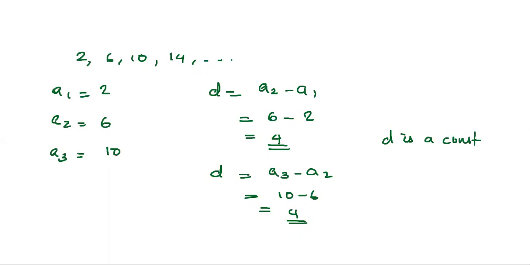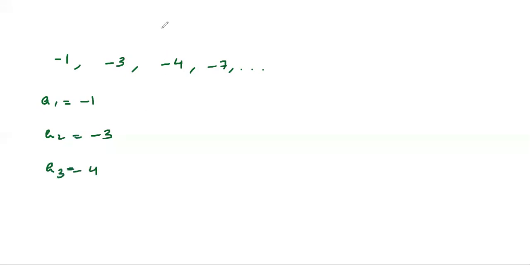Now we'll consider another example. Say for example it is minus 1, minus 3, minus 4, minus 7. We need to check whether this is an AP or not. Now from here the first term is minus 1, the second term is minus 3, the third term is minus 4. That's enough. Now you need to calculate A2 minus A1 first. A2 minus A1 means minus 3 minus, now A1 is again minus 1. So it is equal to minus 3 plus 1, or minus 2.